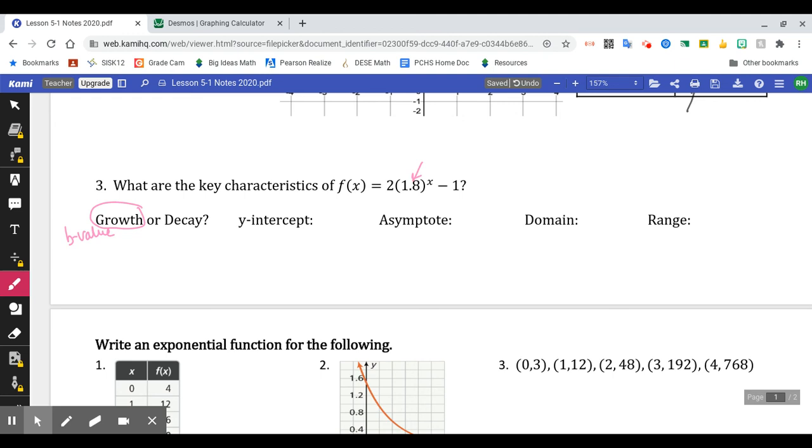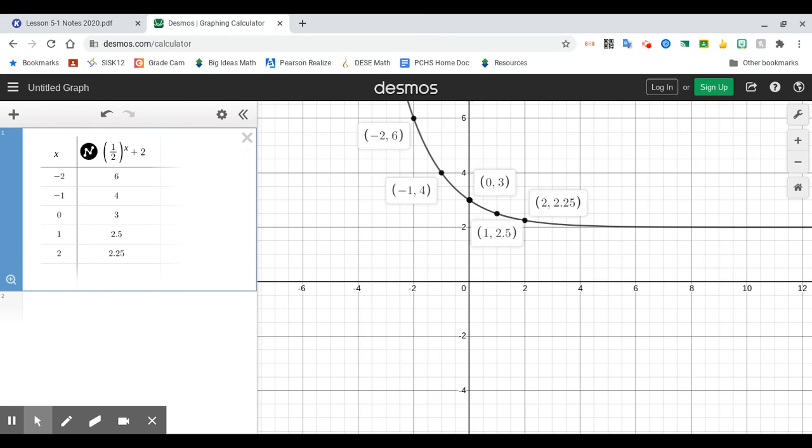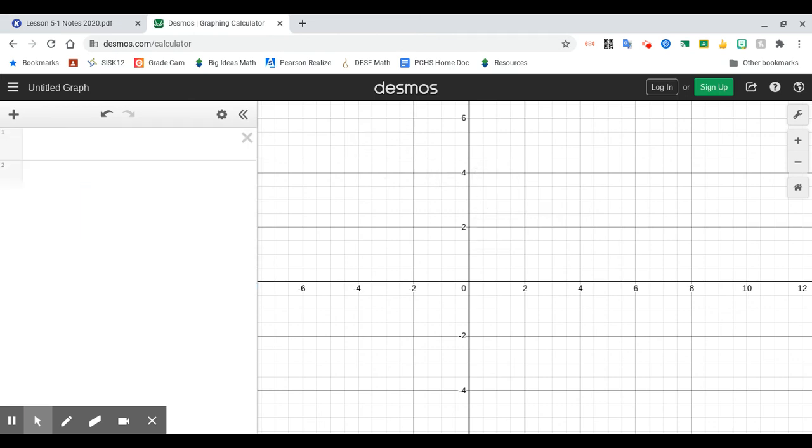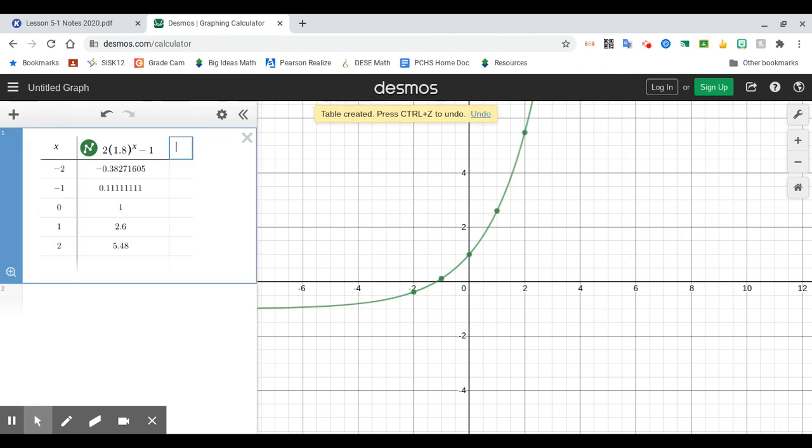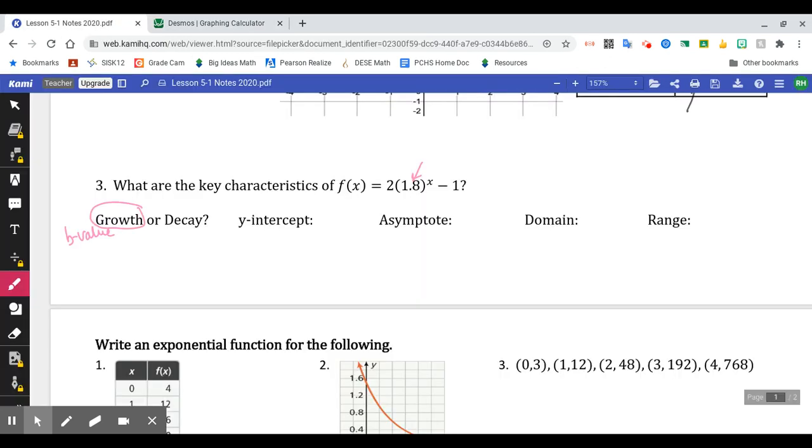Okay. My y-intercept is something I'm going to have to look at on the actual calculator. So I'm going to go to here. I'm going to close this one out. I'm going to type it in here. So I've got 2 times 1.8 to the x, and then minus 1. And there it graphs it. My y-intercept would be right here. So if you just touch that dot, it gives you exactly what the location is, which is 0, 1. You can also pull up your table and it'll give it to you there. Okay, so 0, 1 would be my intercept.